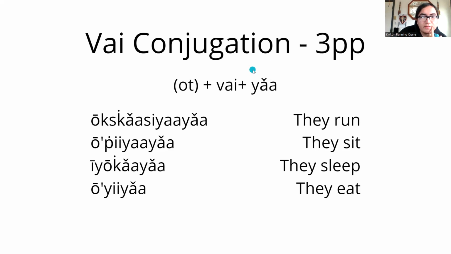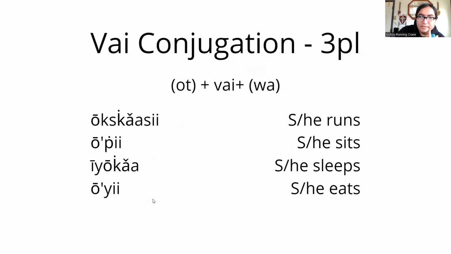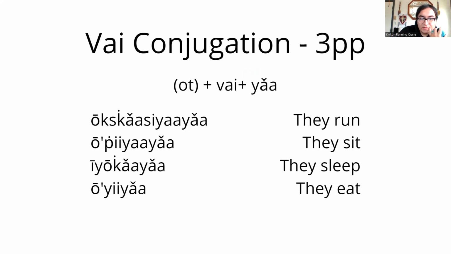For the plural of the third person, it's the same thing as here, except you're adding ya. Like I said, you can look at the beginning to see if it's first, second, or third, but then look for the ending to see if it's plural. So you have oxkasiya, and this is a typo, you don't say it twice. Oxkasiya, opiya, ayokaya, and then oyiya.